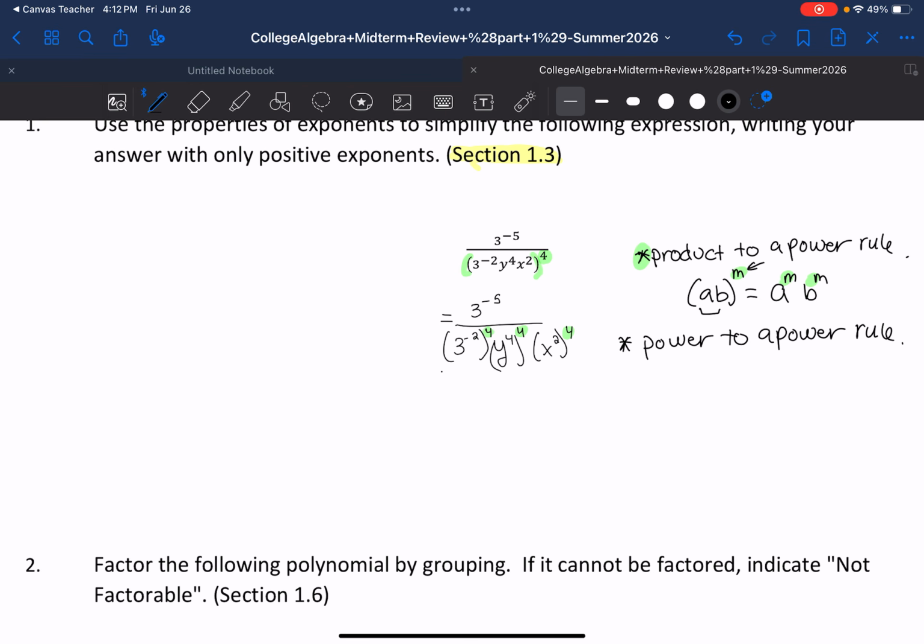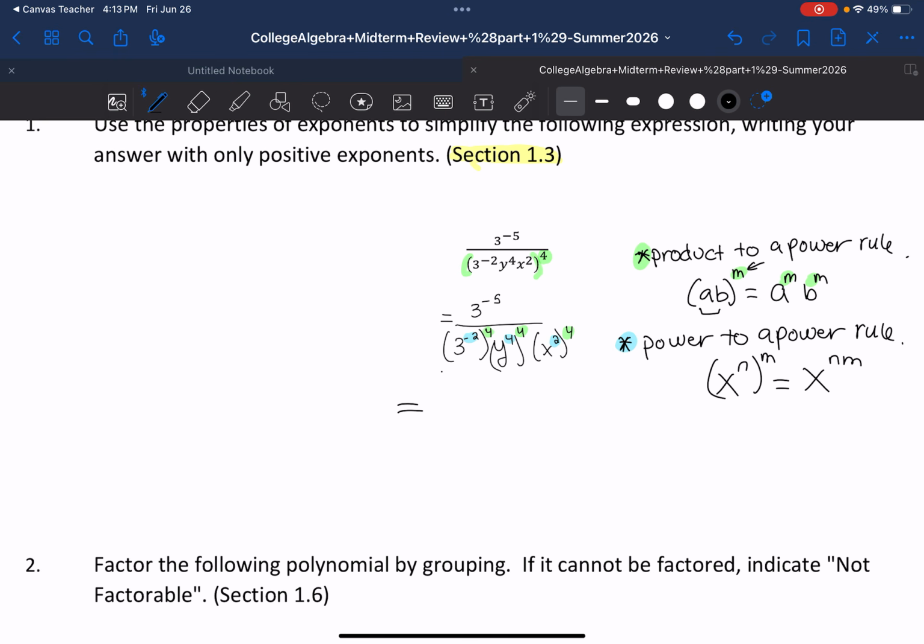And that says that if I have x to the n power and then I raise it to another power, that I multiply those two powers together. So this would be x to the n times m power. So I'm going to use that rule on all 3 of these because they all 3 have power to a power.